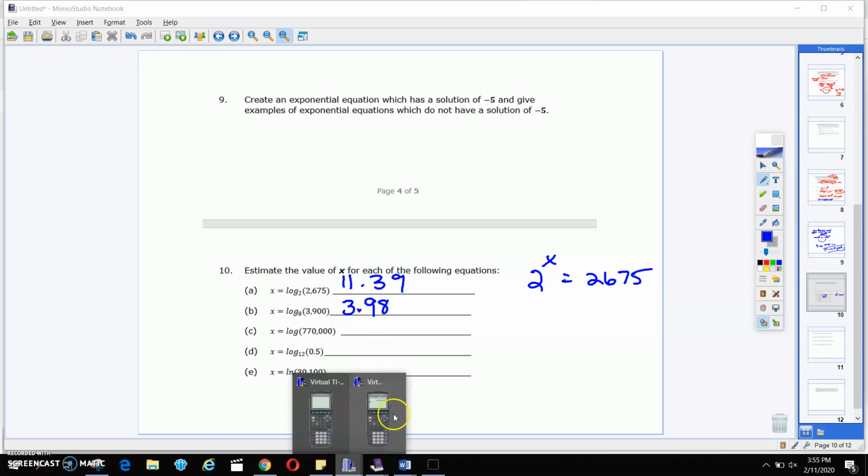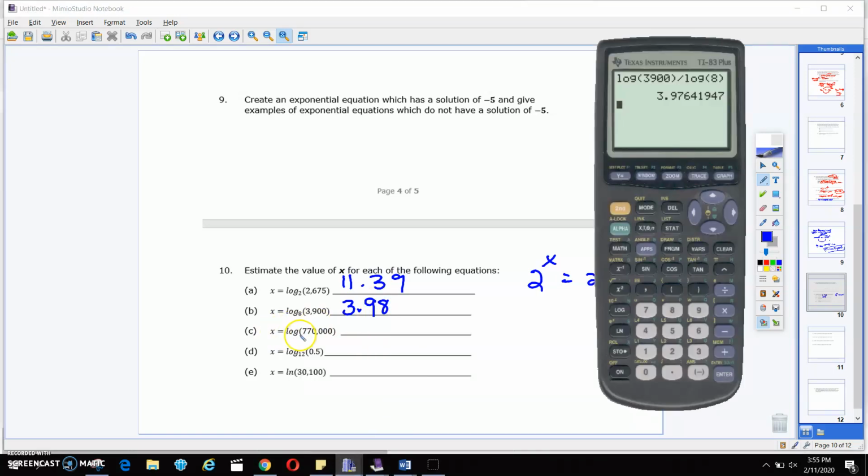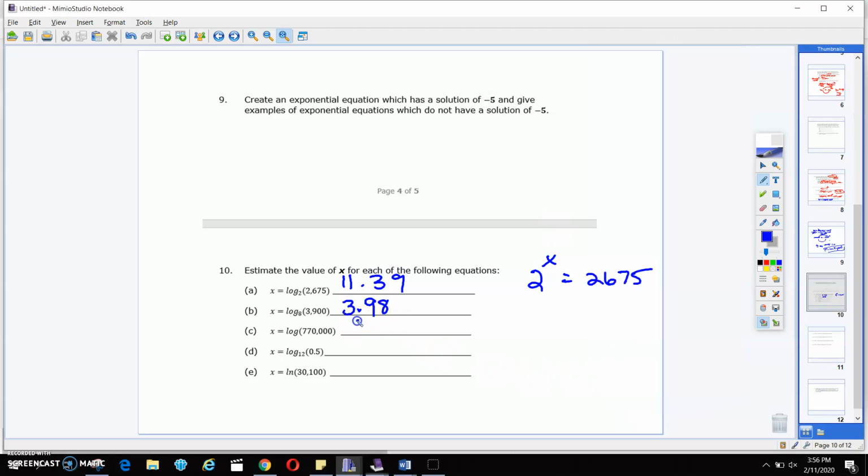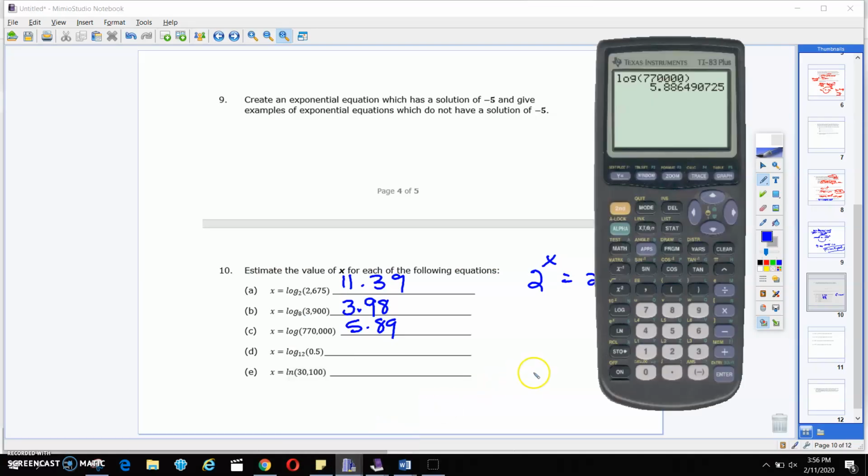Next one, when you type this into your calculator, remember, if there's not a number here, you just assume it's a 10. But fun fact, your calculator works in base 10. So this is going to be 770,000. We know how to math, y'all. Boom. 589, or 5.89. Promise I can get numbers right today. It's going to happen soon.